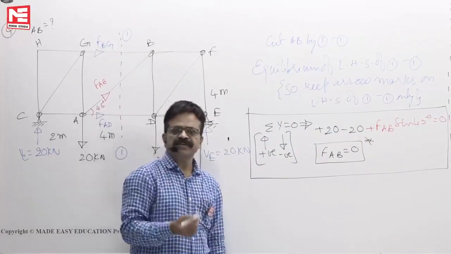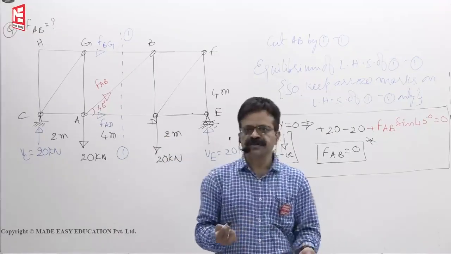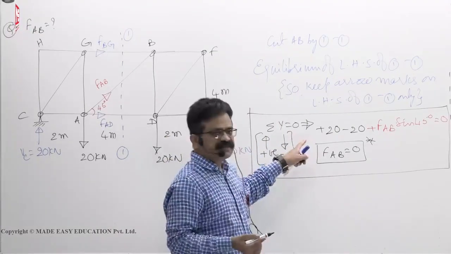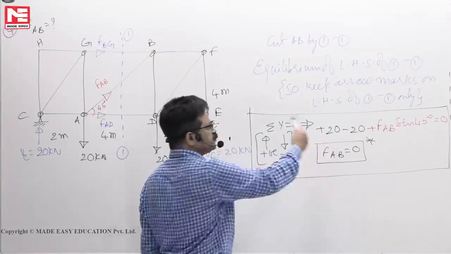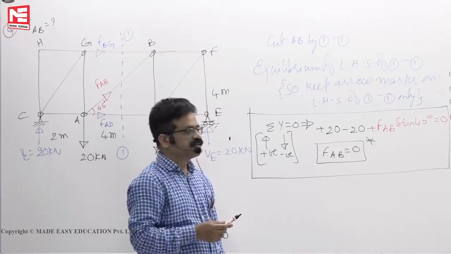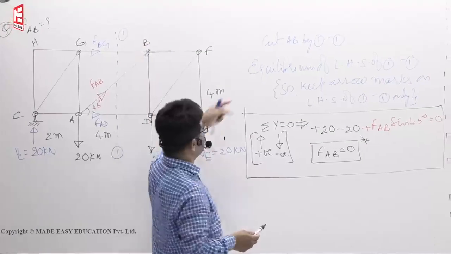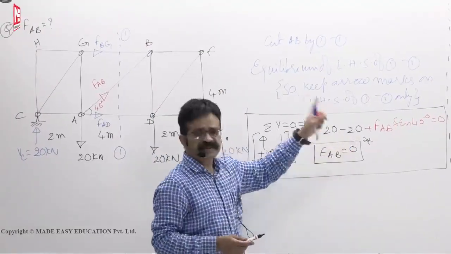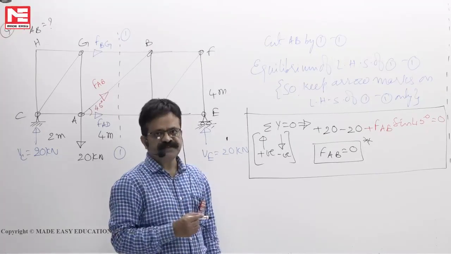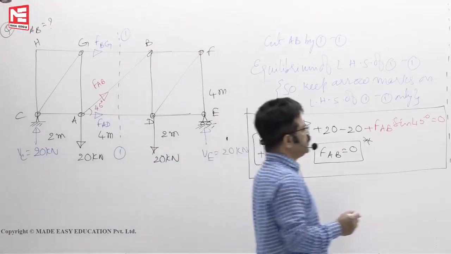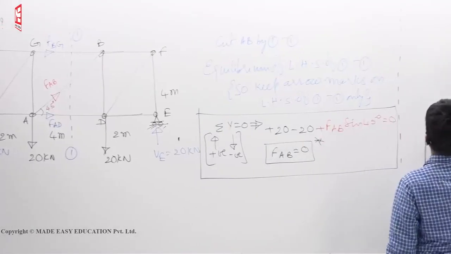How you cut, whether you consider LHS or RHS, you don't have to explain to anyone. But this equation you will have to write. But even this is also time wasting. We cannot write in the exam, cutting it so much, plus 20, minus 20, FAB sine 45 also is a waste of time. By inspection itself, how we have to calculate, let us see. This is what you have studied in strength of materials.